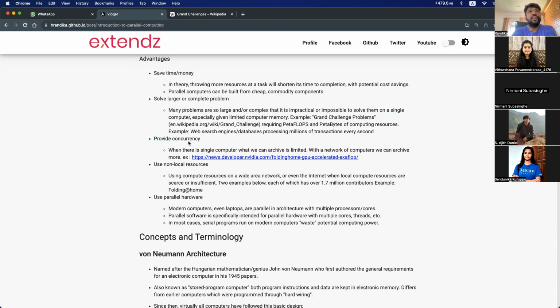The next thing is provide concurrency. Concurrency is doing something with each other, in a manner where two or more are doing the same thing. A single computer can only achieve a limited amount. That is true. There are some problems in the world a single computer cannot achieve in a lifetime, but a network of computers can achieve more.